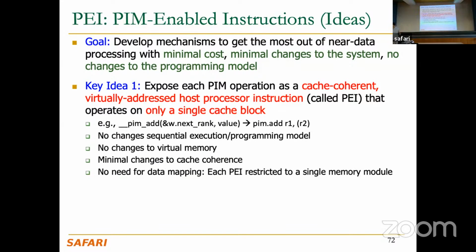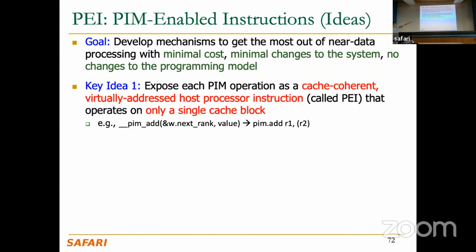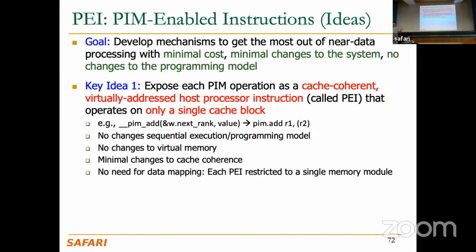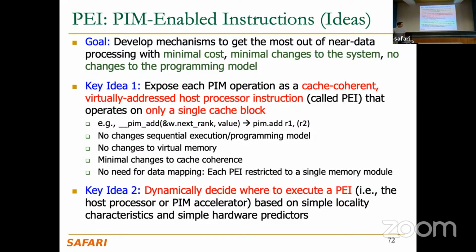The PIM-enabled instructions or the PEI instructions look more or less like this. One PIM add is an addition operation that is going to be performed on the memory side. This requires no changes to the sequential execution programming model. It's just replacing the conventional add with this PIM add. No changes to the virtual memory, minimal changes to cache coherence, and no need for data mapping because each PEI is restricted to a single memory module because it targets a single cache line.